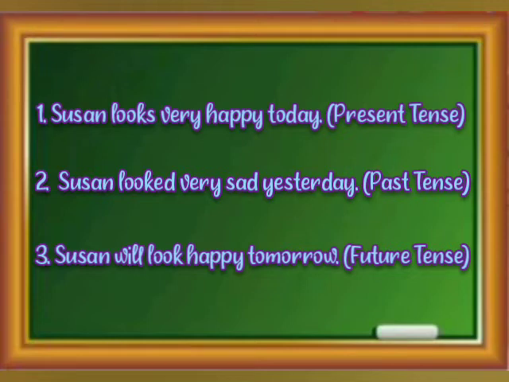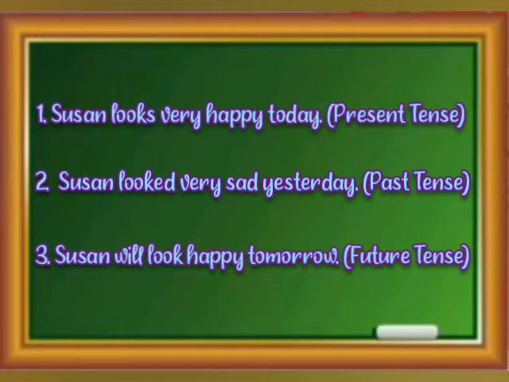Today is the day that is going on now, so it is linked to the time that is going on. This time stands for present tense. Yesterday was the day that has passed, so it is linked to the time that has gone by. This time stands for past tense. And tomorrow is the day that is yet to come, so it is linked to the time that is yet to come. This time stands for future tense.